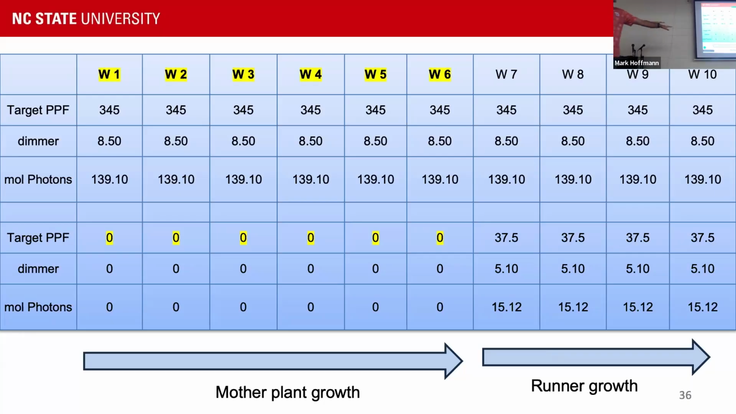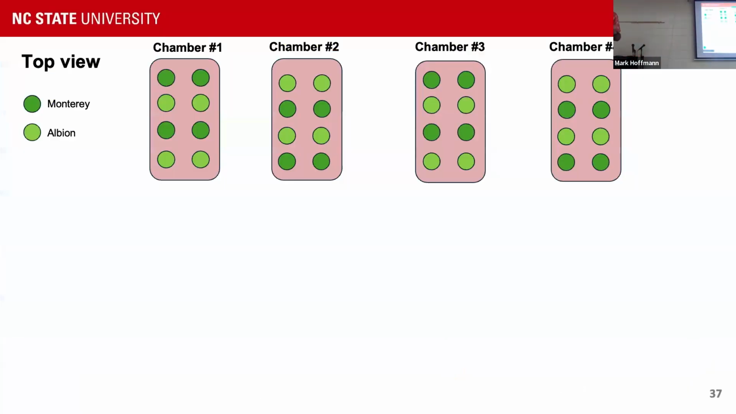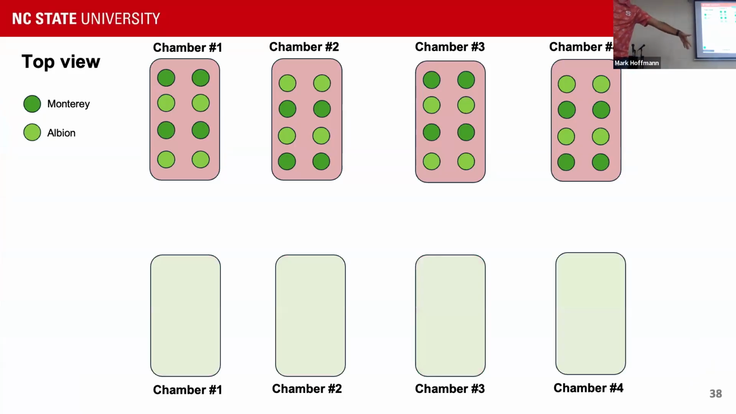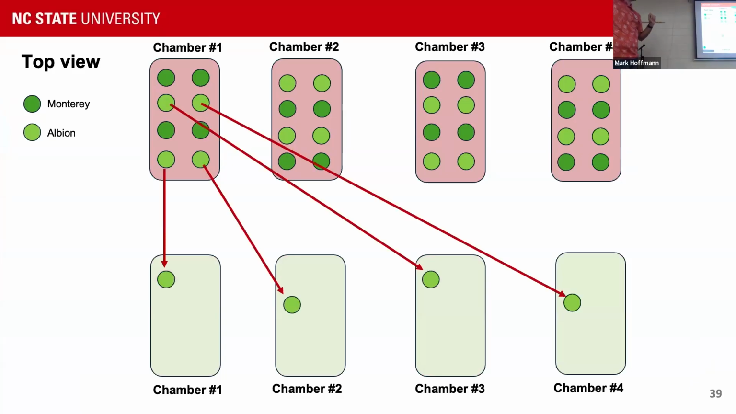So you can see here the mother plant growth, and that 4-week period in our intracanopy lighting was the runner plant growth in that area. So we had 4 chambers that we kept. In the 8 chambers that we harvested, we kept 4 chambers. You can see Monterey, Albion, and we kept them for another cycle. We aimed for another 10 weeks, but I will tell you later that that didn't happen.